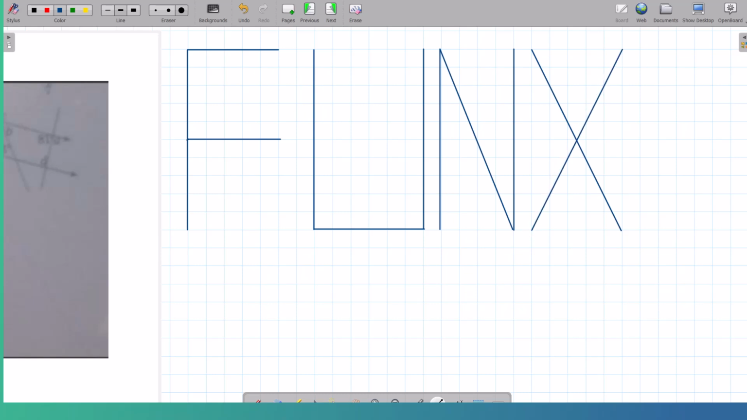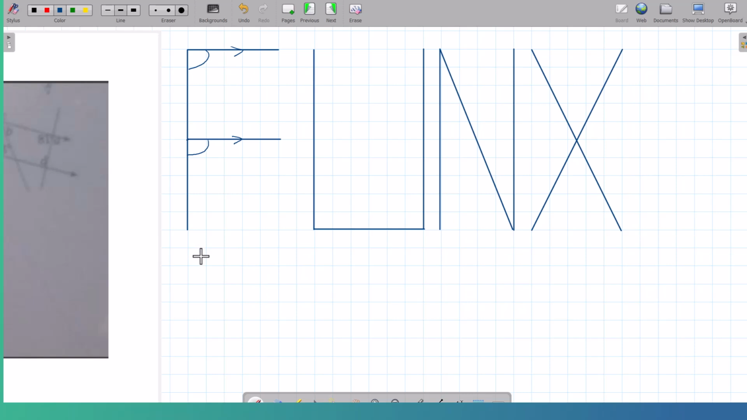Now, if you check here, what does this F stand for? For corresponding angles. If these lines are parallel, then these angles are equal and we say they are corresponding. Are we together, guys? Yes.